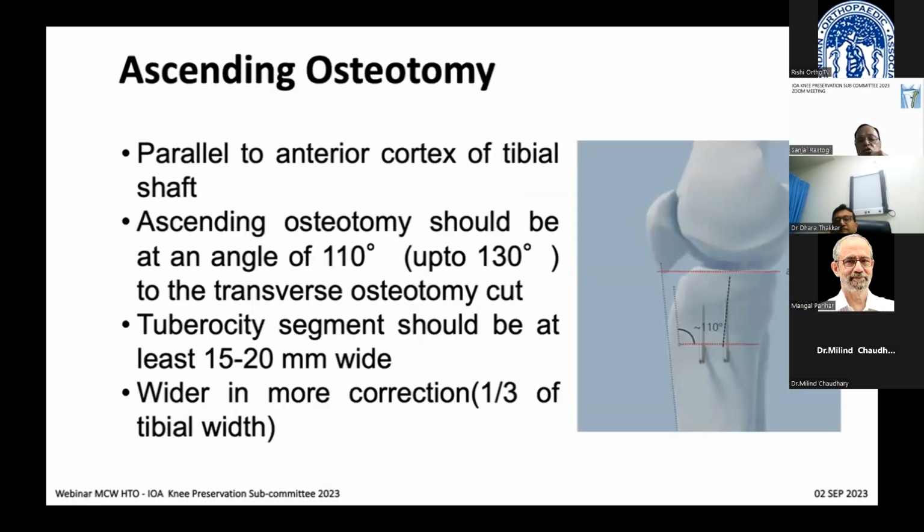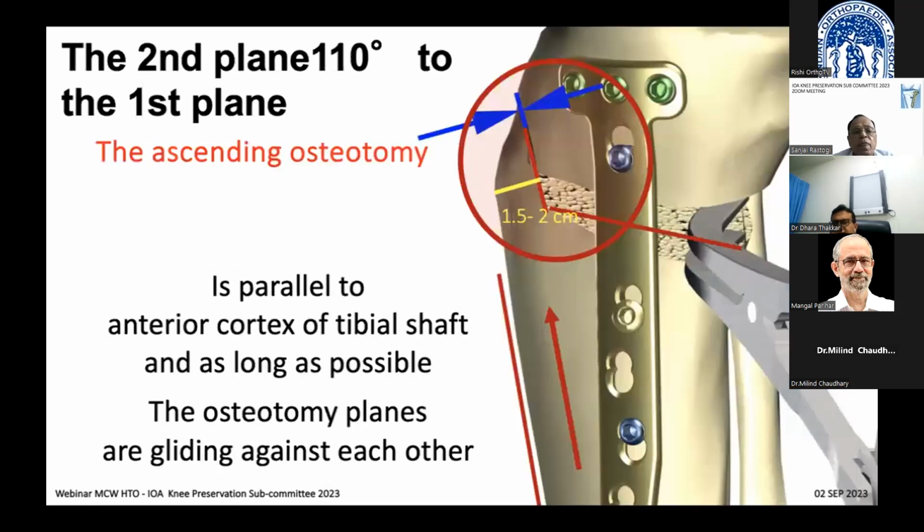The ascending osteotomy is parallel to the anterior shin of the tibia at an angle of 110 to 130 degrees from the transverse osteotomy. It should end between the knee joint anteriorly and the tuberosity. If the correction is more, we can have this tuberosity as thick as 1/3 of the tibial width. So this is the ascending osteotomy here. It is parallel to the anterior cortex of the tibial shaft.